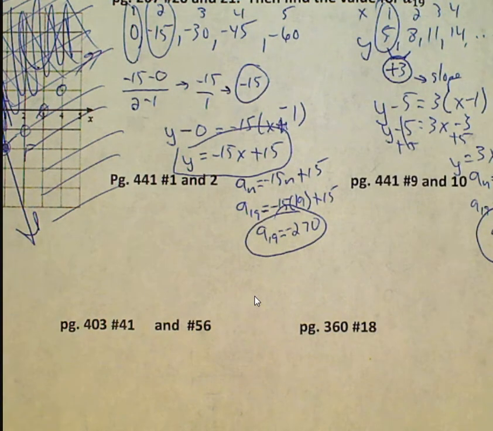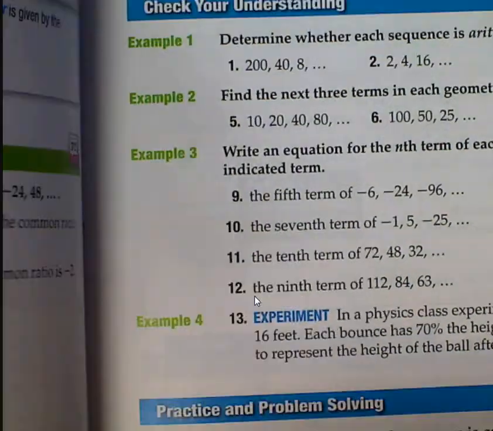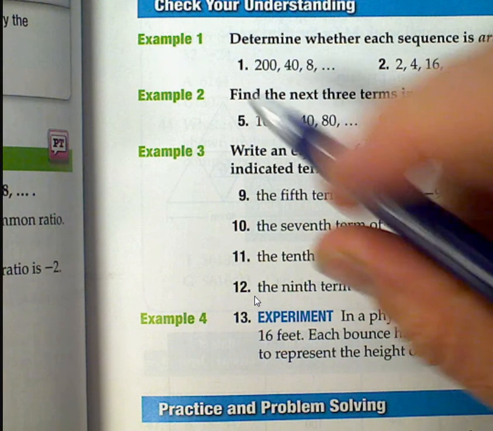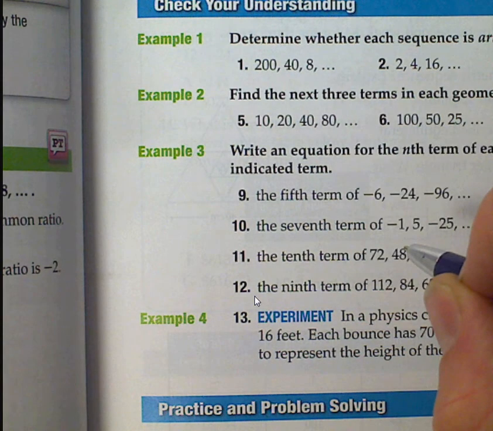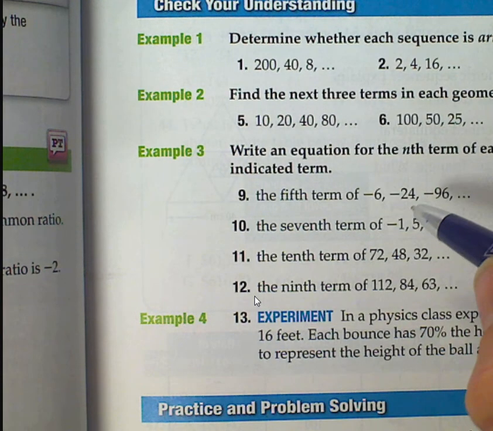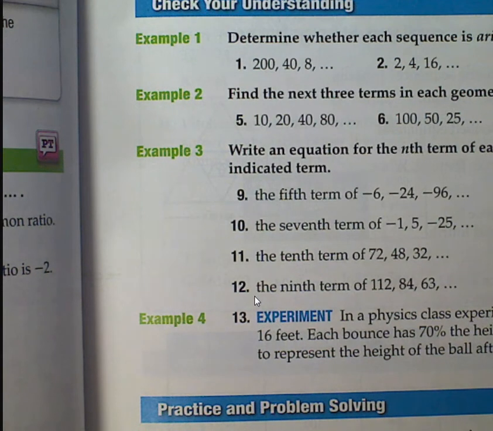So if I look at number 1, arithmetic means I'm adding or subtracting. If I get from 200 to 40, that would be minus 160. Well, if I minus 160 again, that's impossible. So it's not arithmetic. Let's see if it's geometric.